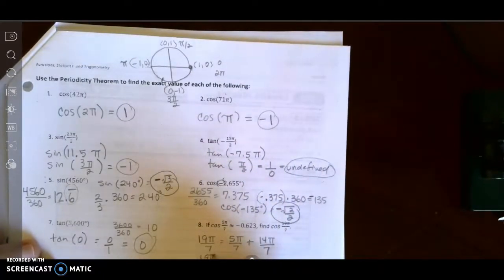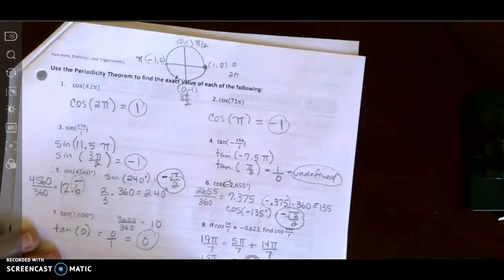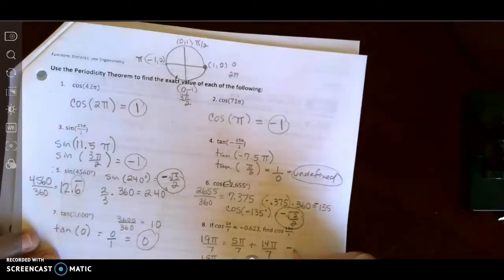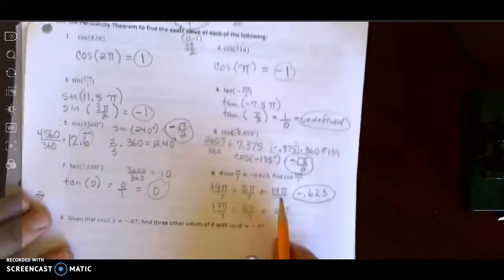Well, I know that 14 divided by 7 is just 2 pi, which means 19 pi over 7 has the same cosine as 5 pi over 7, because all I've done is gone around the circle again, so I get the exact same answer. All I did to get 19 pi over 7 from 5 pi over 7 was go around the circle one more time.